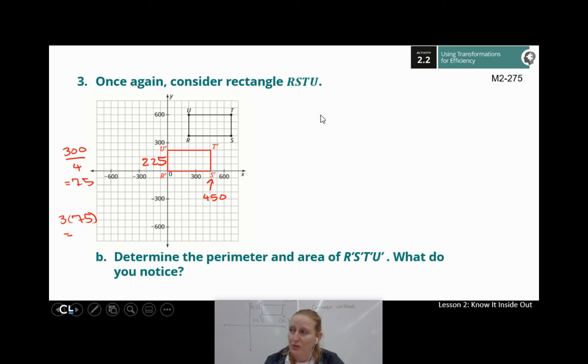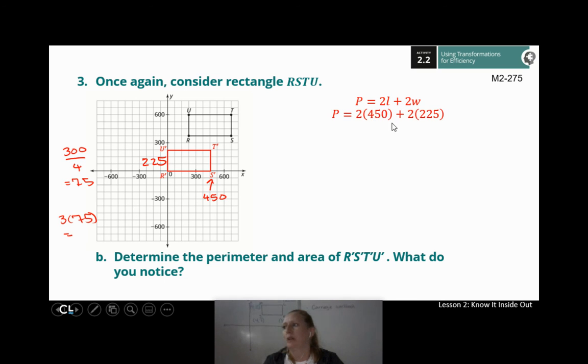That's 225 units long. So for perimeter, twice the length plus twice the width. Great. 2 times 450 plus 2 times 225. Thank you, Mr. Calculator, because if I double that, that's 900. If I double that, that's 450. Add them together, my perimeter is 1350.